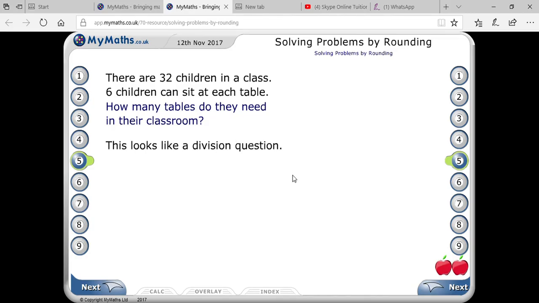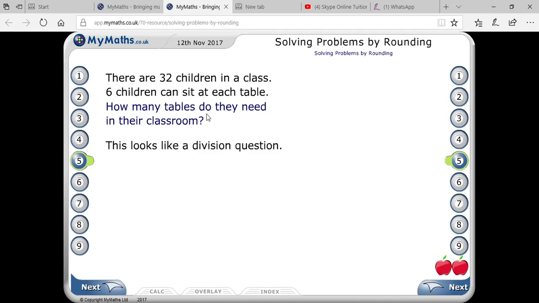So here, beta, you are seeing solving problems by rounding. Basically, there are a few things you have to keep in your mind. There are 32 children in a class. 6 children can sit on each table. How many tables do they need in their classroom?